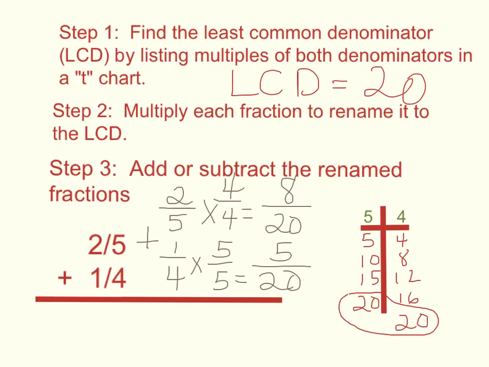And my final step is to add or subtract the renamed fractions. So I have 8/20 plus 5/20 will now give me 13/20.